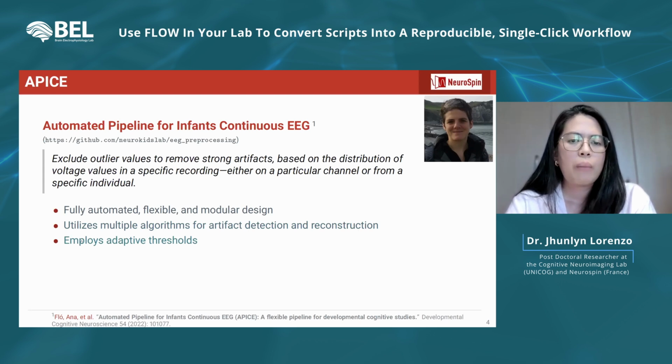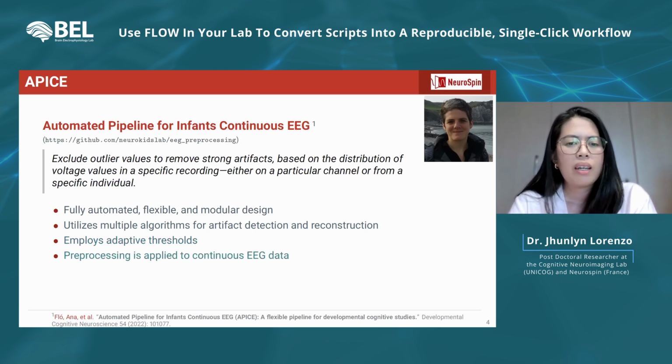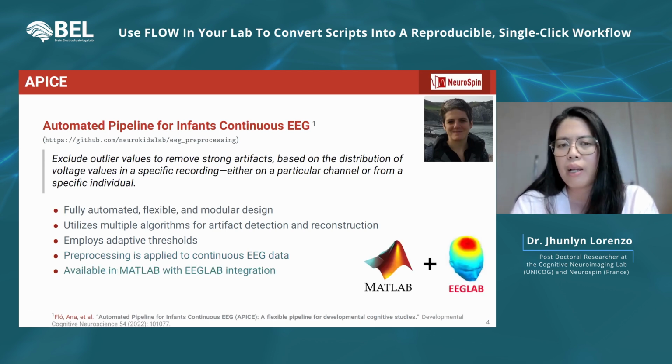APICE also employs adaptive thresholds. Since we are working on the distribution of the data, this pipeline can also handle different age groups, for example, adults' data. And the pre-processing pipeline works on the continuous data in order to retain more epochs later. The pipeline is available in MATLAB with the EEGLAB integration, and you can download it on GitHub.